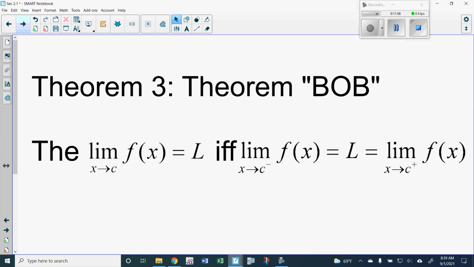Here's what this theorem says. The limit as x approaches a number is equal to L. I'm going to stop and let you finish writing because you're all writing, which means you're not listening to a word I'm saying. So I'll let you write it down and then I'll talk through it.